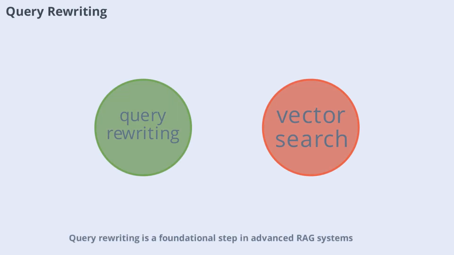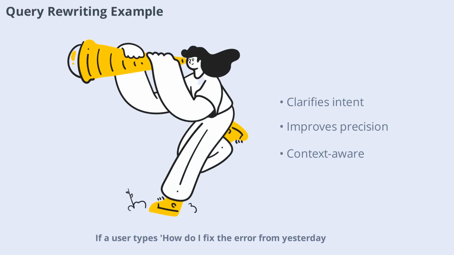Query rewriting is a foundational step in advanced RAG systems. It uses an upstream language model to transform ambiguous or shorthand user queries into fully articulated prompts optimized for vector search. This ensures that the system understands the user's intent and retrieves the most relevant information. If a user types, "How do I fix the error from yesterday?" the system looks at the conversation history and rewrites the query to something like, "Troubleshooting steps for Docker container exit code 137 out of memory error." This makes the search more precise and effective.